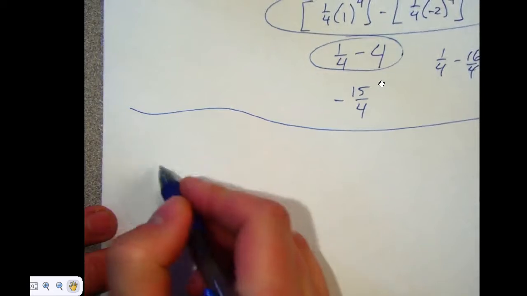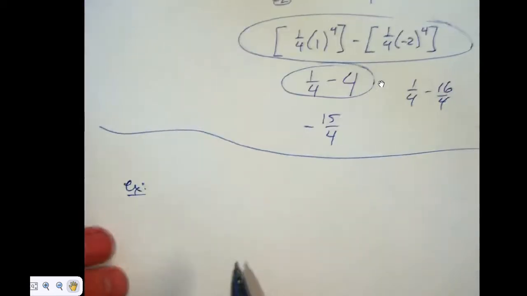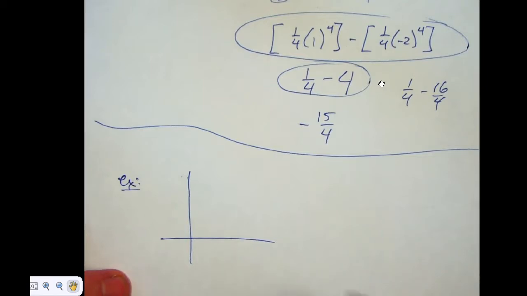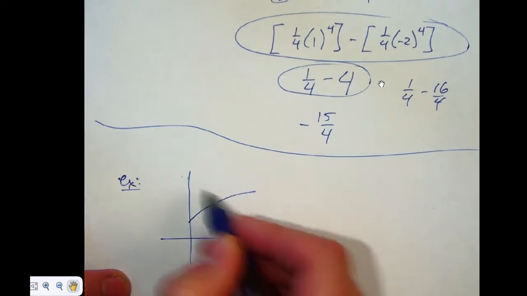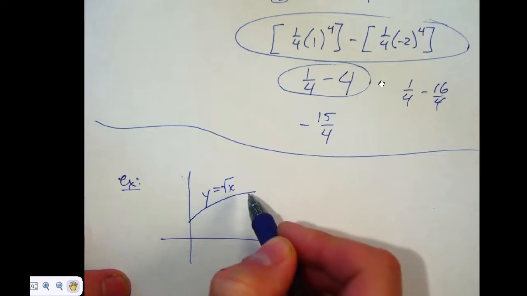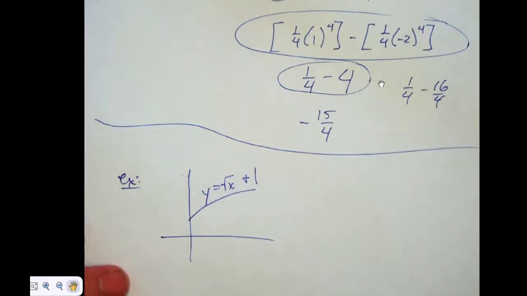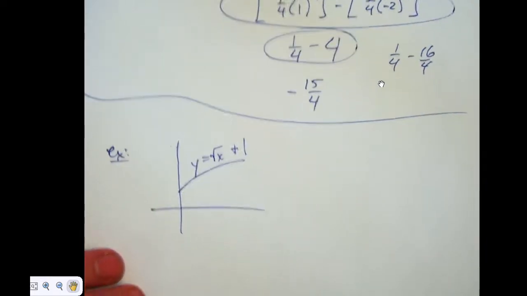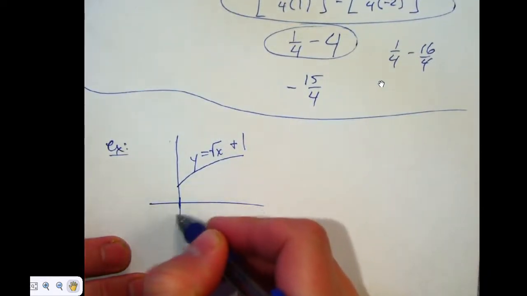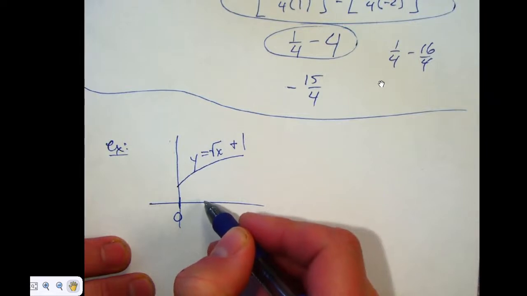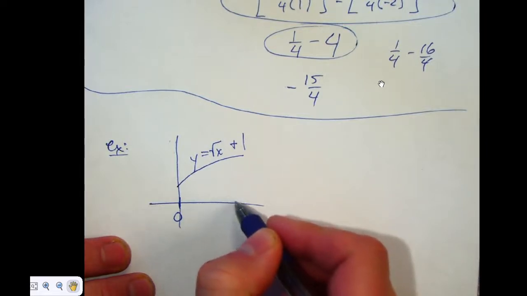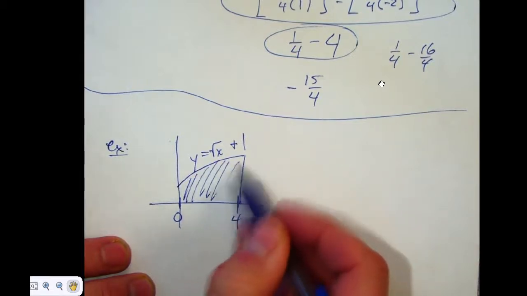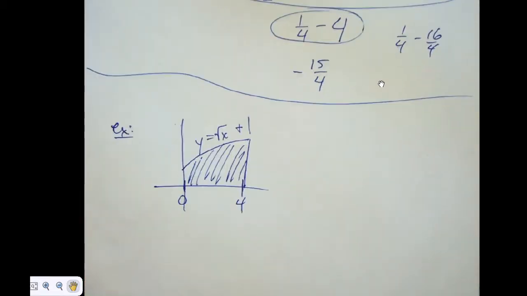So let's do one with 2 terms. It just makes it a little bit tougher to keep track of your positive and negative signs. So this is y equals the square root of x plus 1. The plus 1 is not underneath the square root. And we're going to look between 0 and 4. Find that area.